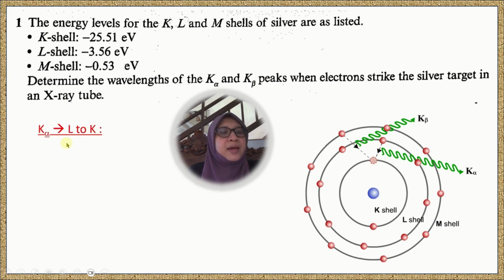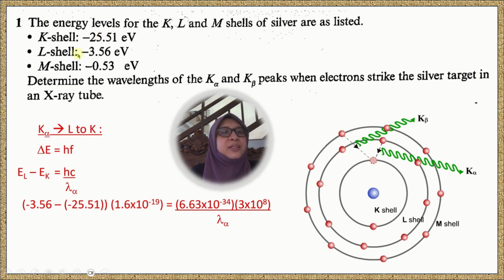So from L to K, the formula we are going to use, the change in energy equals to hf. So the change in energy is Ei minus Ef. So that means EL minus EK, equals to hc over lambda. So substitute f equals to c over lambda into the equation.